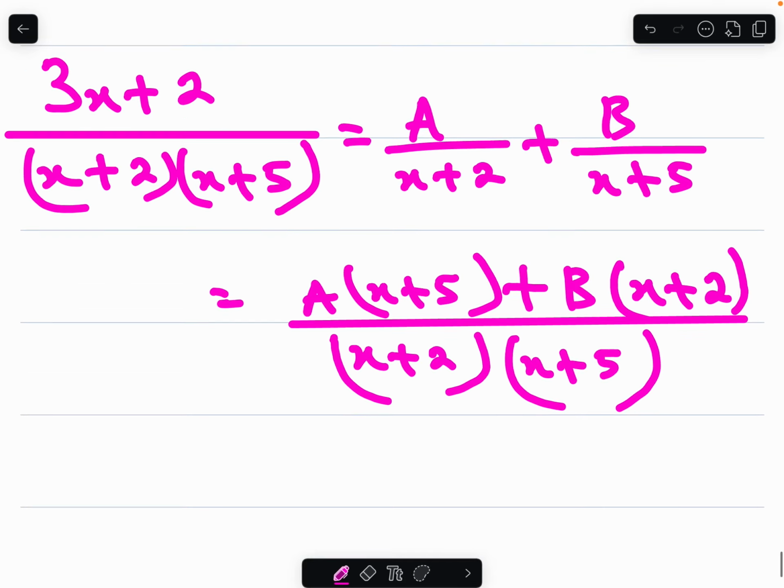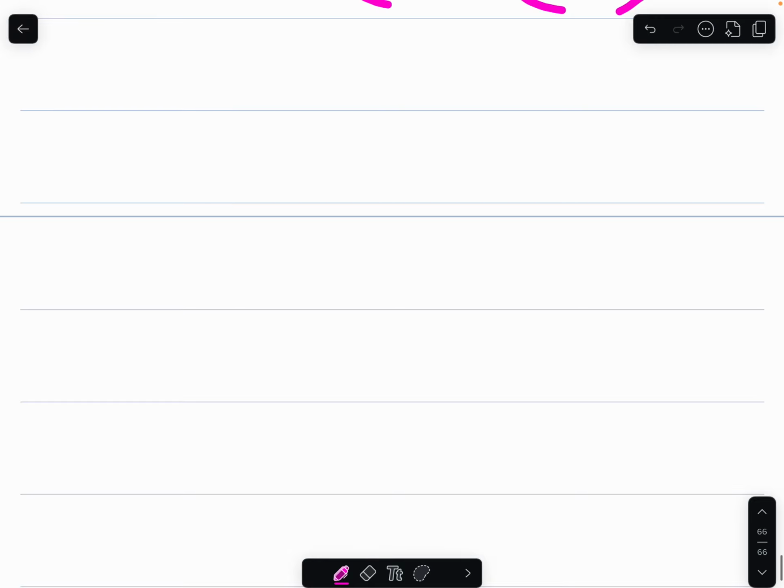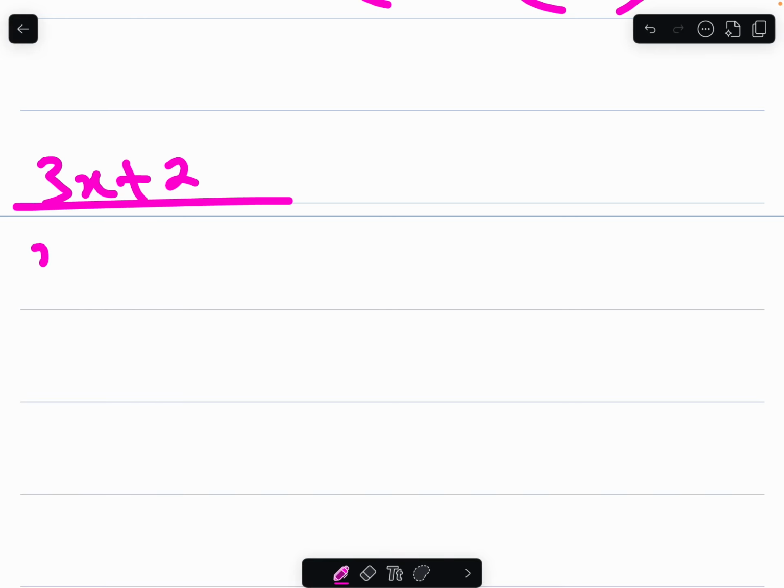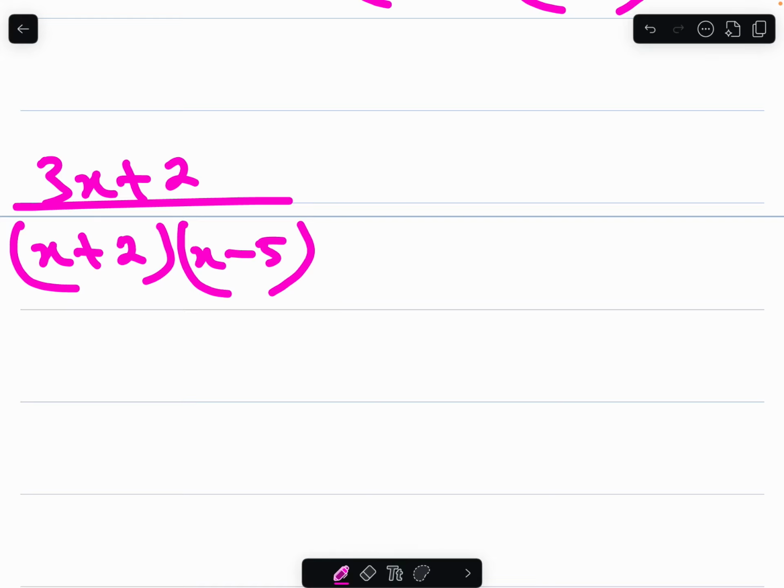Resolve 3x plus 2 over x plus 2 times x minus 5 into partial fractions.